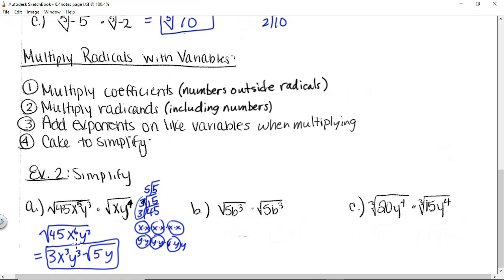Okay, let's look at the next one. So there's again nothing outside to multiply, so we multiply the radicands, including the numbers. Okay, so that is square root of 25b to what power? Add the exponents, right? So 3 plus 3 is 6. That's all inside.